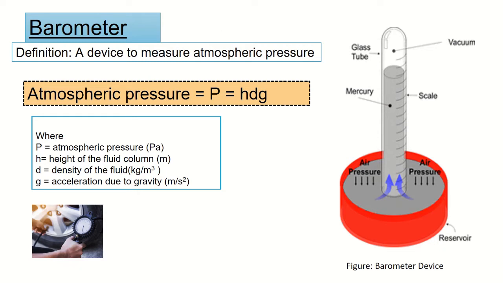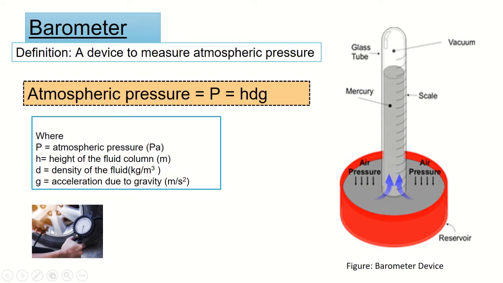Barometer: the definition of the barometer is that it is a device to measure the atmospheric pressure, and this is the formula we have to use to calculate the atmospheric pressure. On the right hand side, this is the device which is used to measure the atmospheric pressure. Now, here is the difference between gas pressure or air pressure and atmospheric pressure. They are not the same.